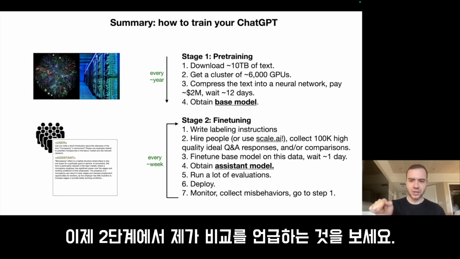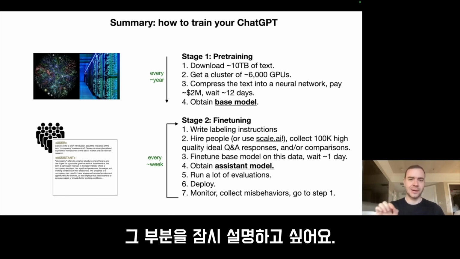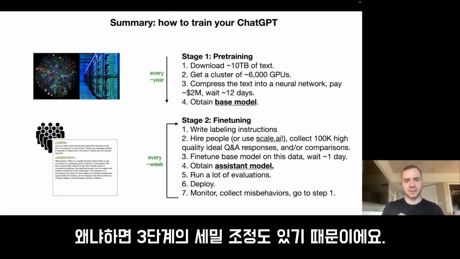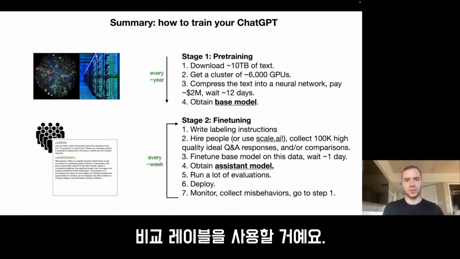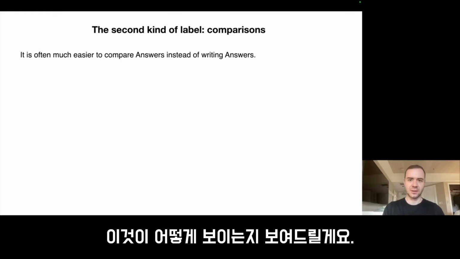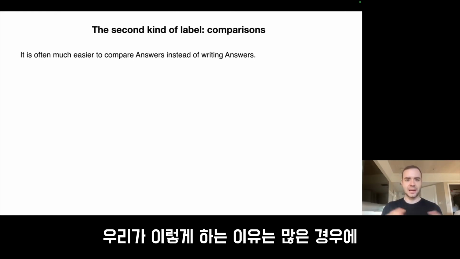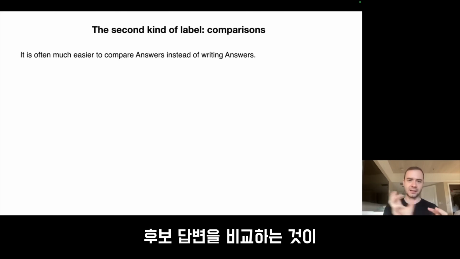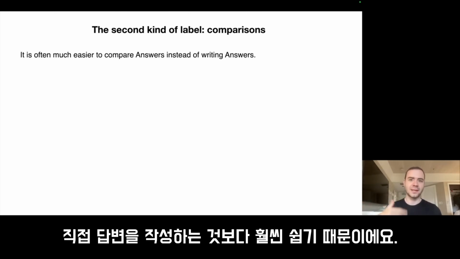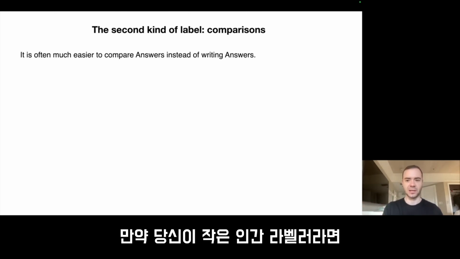Now see how in stage 2 I'm saying "and/or comparisons"? I would like to briefly double click on that because there's also a stage 3 of fine-tuning that you can optionally go to. You would use comparison labels. So let me show you what this looks like. The reason that we do this is that in many cases, it is much easier to compare candidate answers than to write an answer yourself if you're a human labeler.